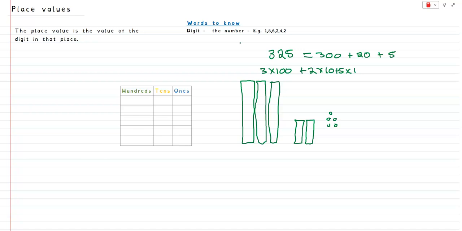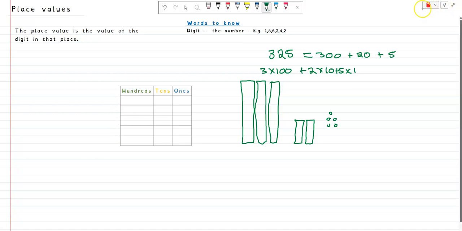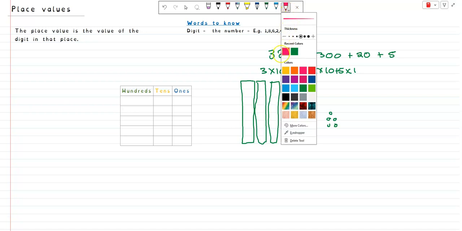Okay, but now we need to separate this number into their place values. We normally have a table like this, where there's a place to write the hundreds, a place to write the tens, and a place to write the ones. Okay, so let's start writing these numbers. Just want to change my color of my pen.